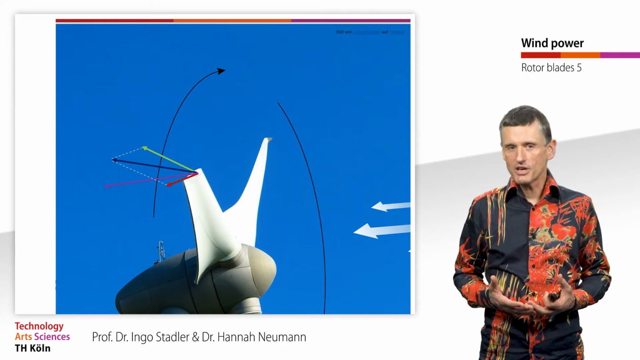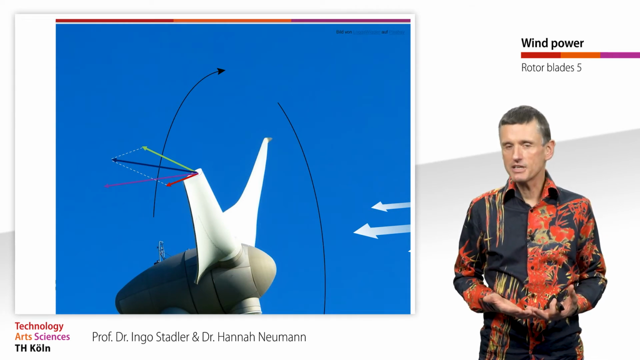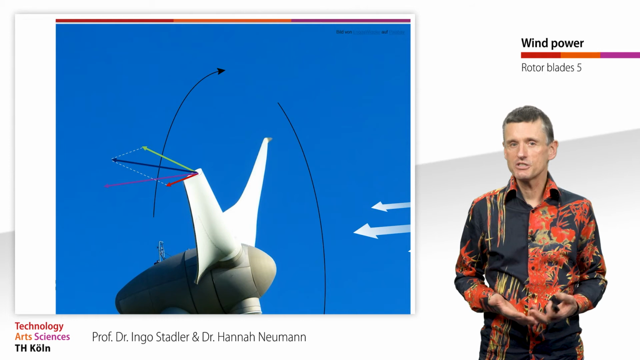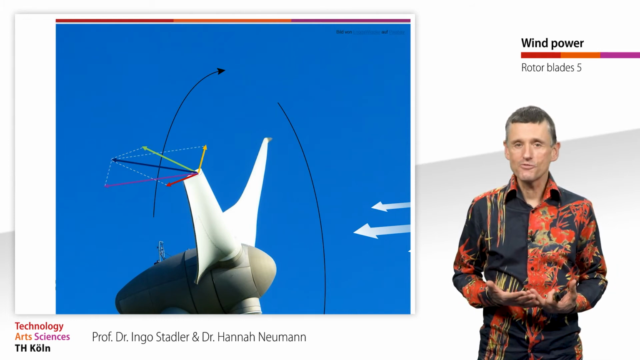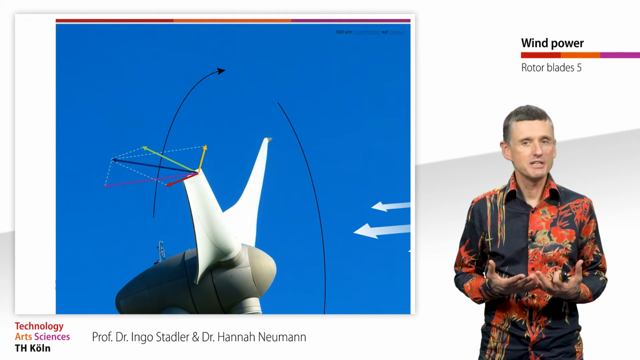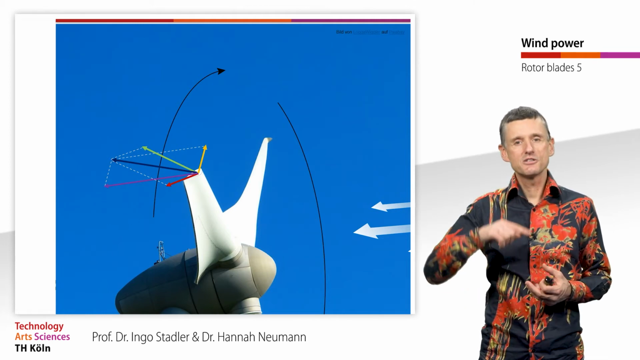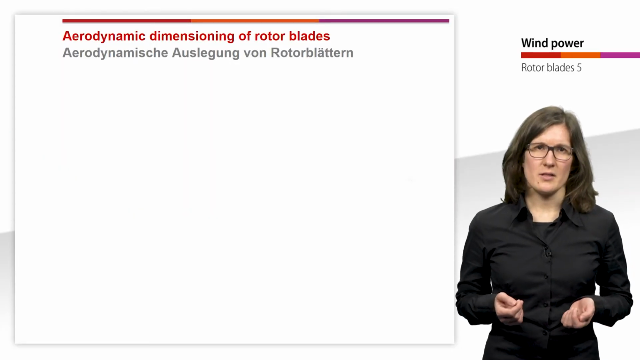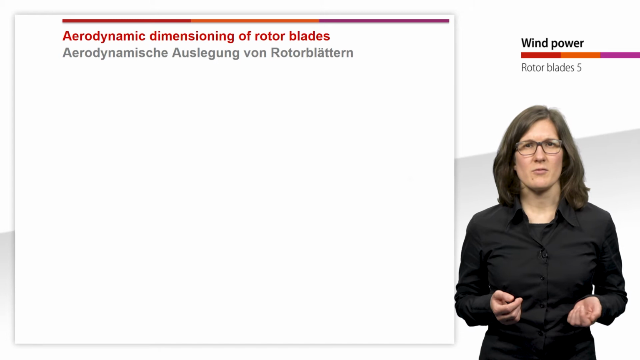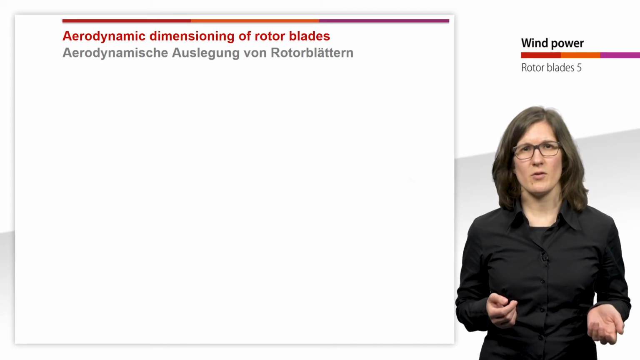First of all, we have the thrust again, that is in the direction of the wind velocity, and perpendicular to that we have this tangential force that is really what we are interested in, because that is turning our rotor. Before carrying out an aerodynamic dimensioning, we have to explain some basics.